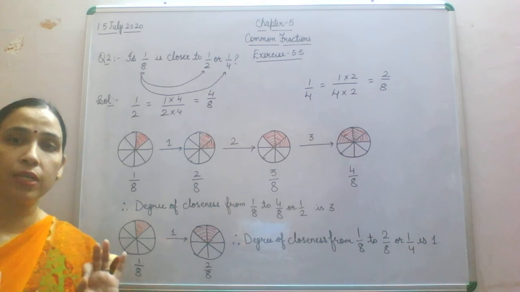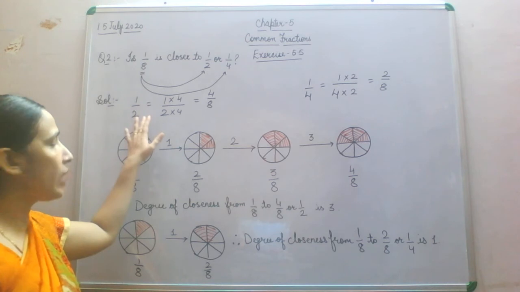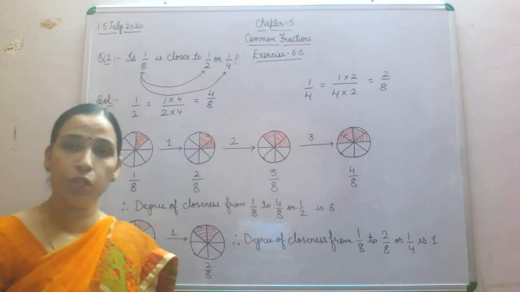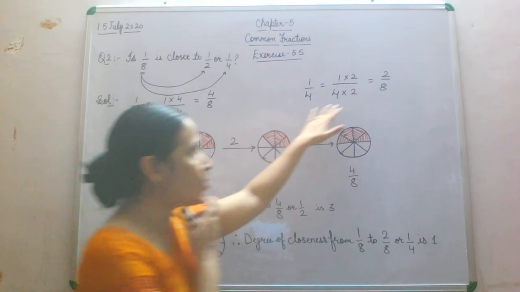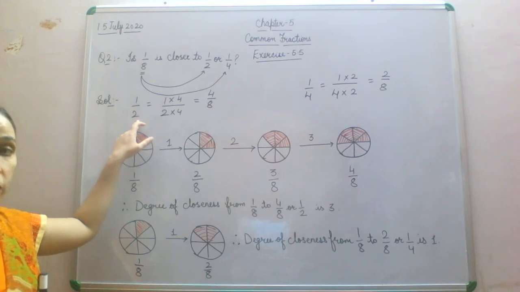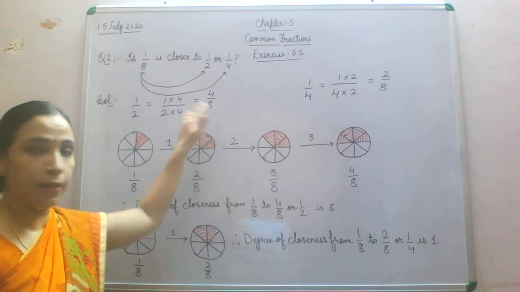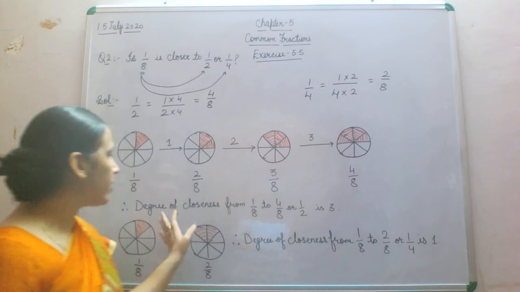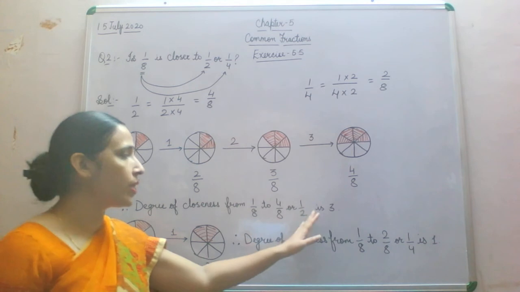Fine. Now this is the comparison part, and last is your result part. First we compared 1/8 to 1/2. Here the denominator is not the same, so we changed them into like fractions. So here we get 4/8 and here we get 2/8. Now we compare 1/8 with 1/2, which we have converted into like fraction, 4/8. Now 1, 2 and 3. Here the degree of closeness from 1/8 to 4/8 or 1/2 is 3.